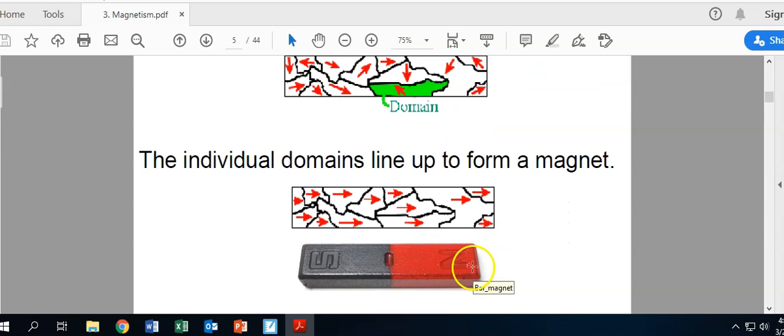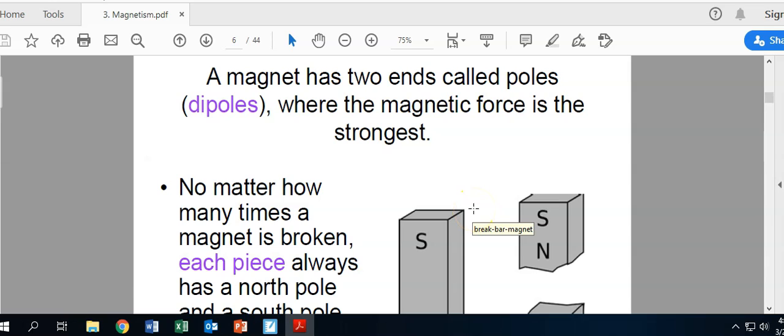And this is a picture of the bar magnet. Here's the north, here's the south, and this is a little diagram describing the arrangement of the magnetic domains within the metallic structure. So a magnet has two ends called poles, and a magnet is a dipole, meaning two poles, where the magnetic force is the strongest.